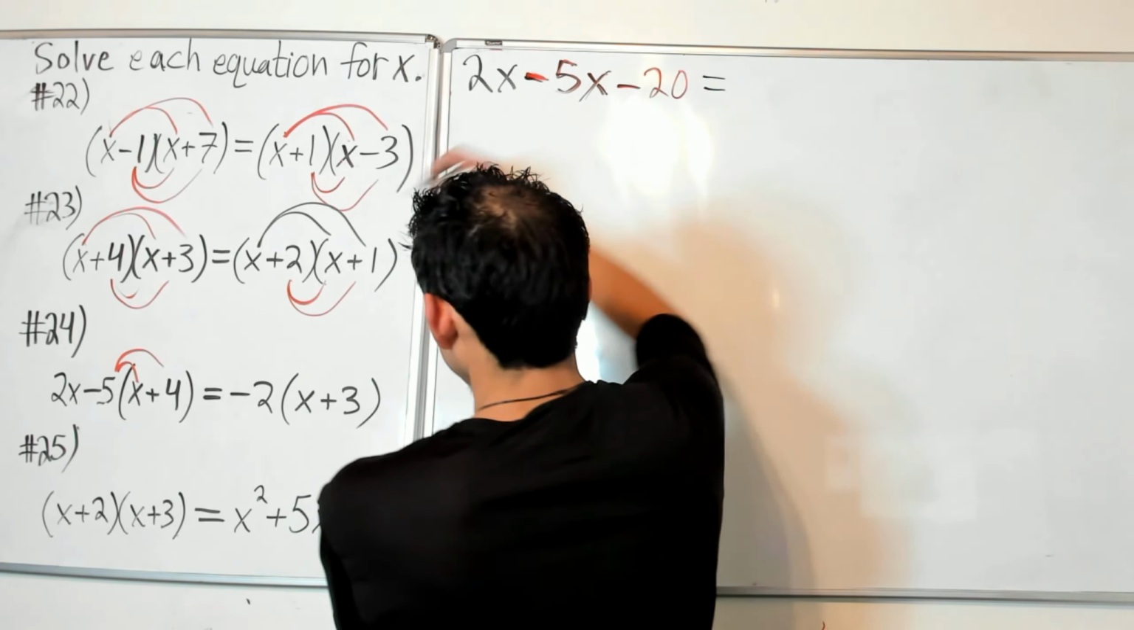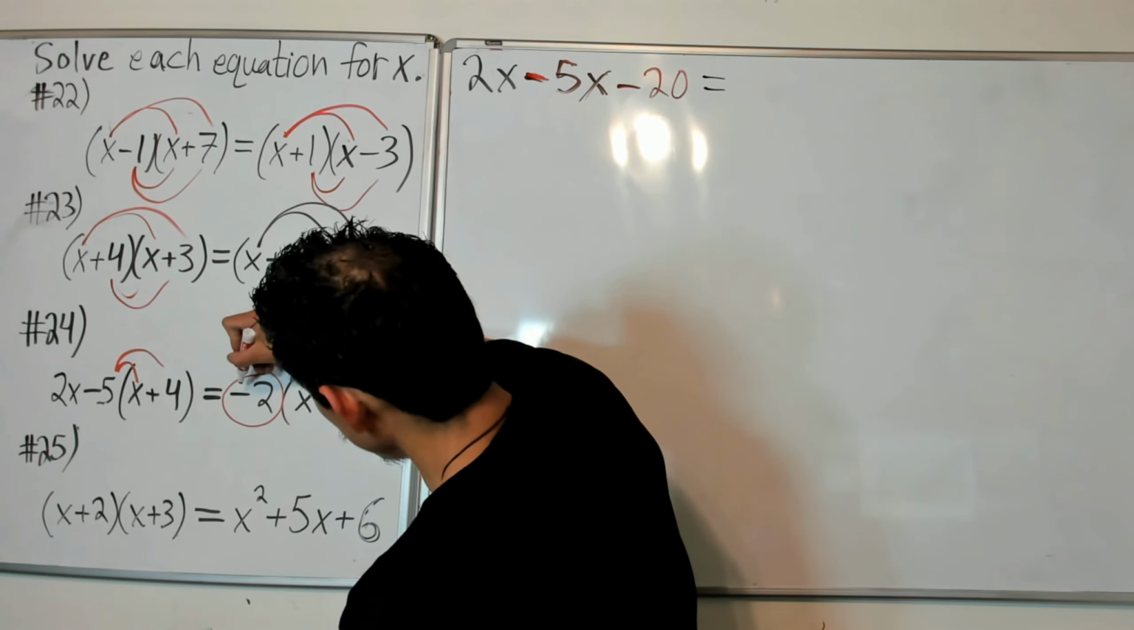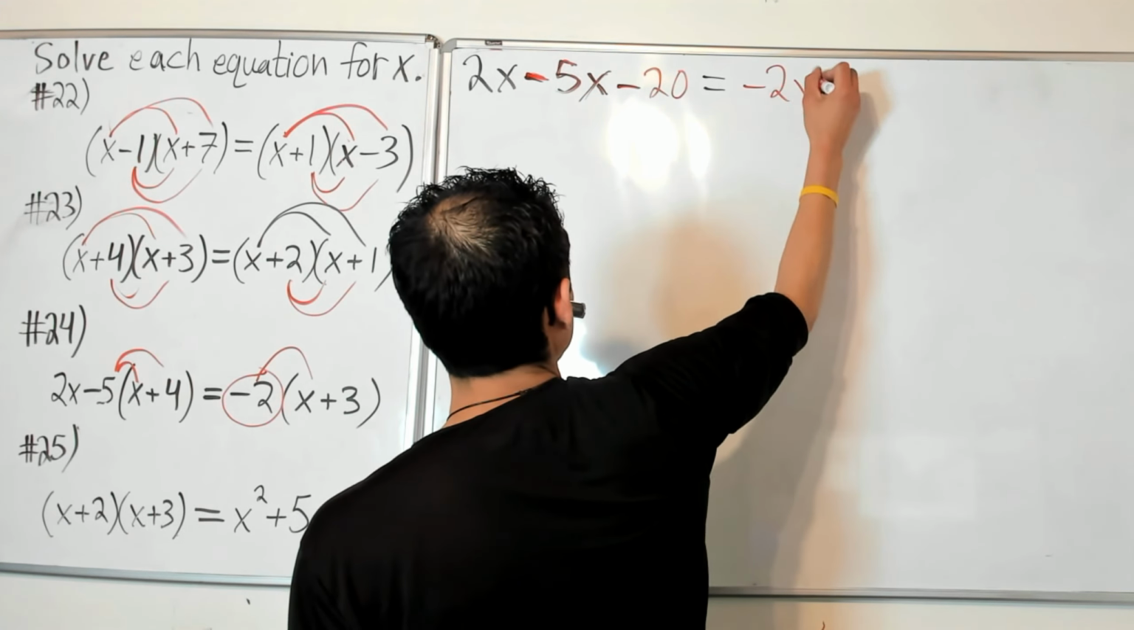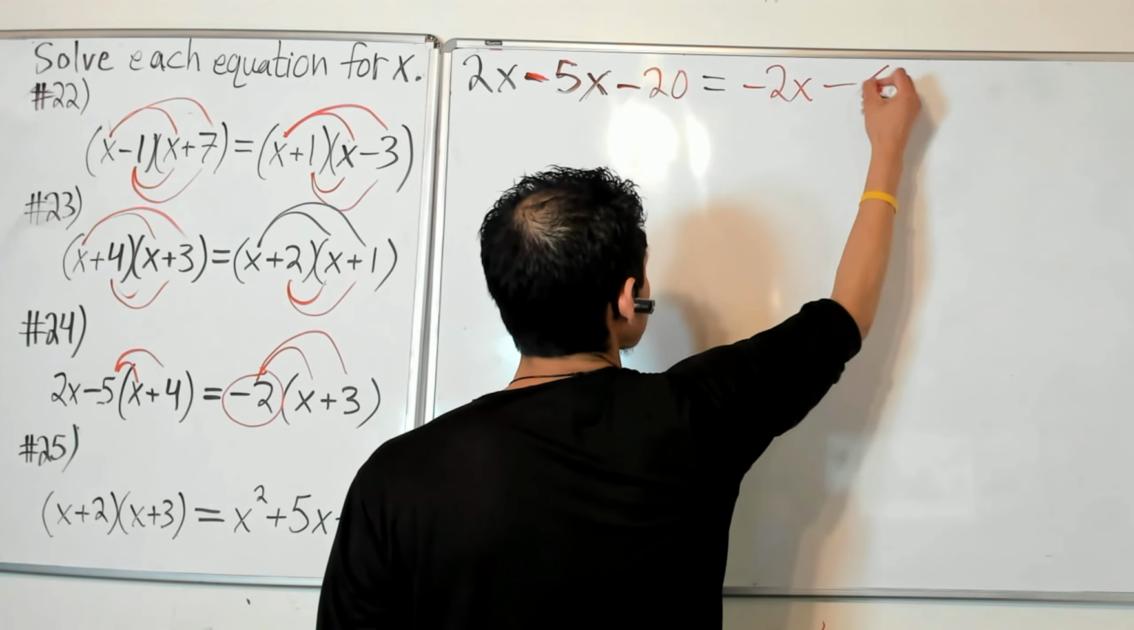is equal to, don't mess this part up. This is a common mistake. Negative 2 times x. So negative 2x. Negative 2 times 3. Minus 6.